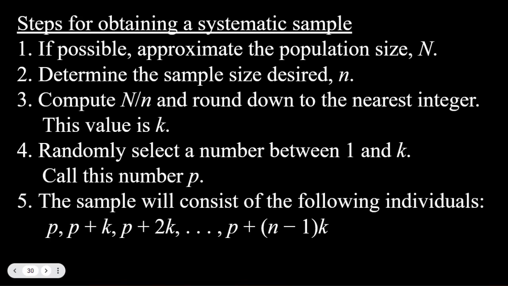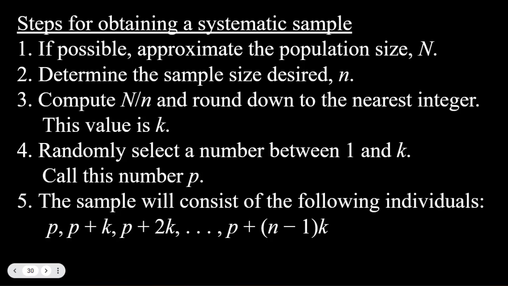Some steps for obtaining a systematic sample. Number one, if possible, we want to approximate the population size, and that is capital N. Then second, we want to determine the sample size that is desired, and that is lowercase n. Then we're going to divide them, capital N divided by lowercase n, and we round that down to the nearest integer. This is the value that we're going to call K. And so K tells us how often we're going to select a person.